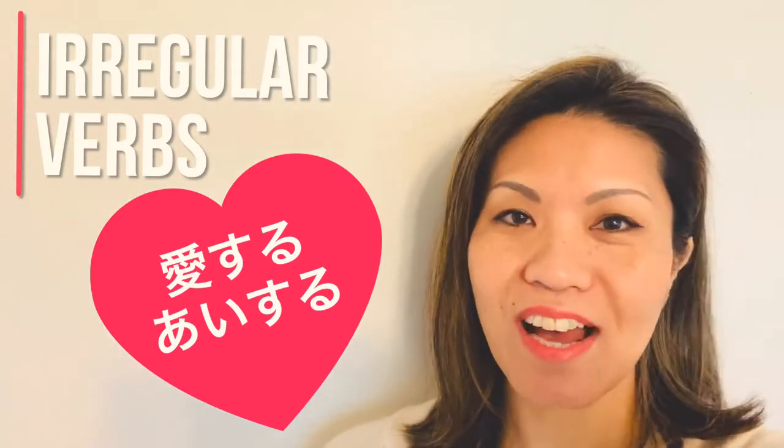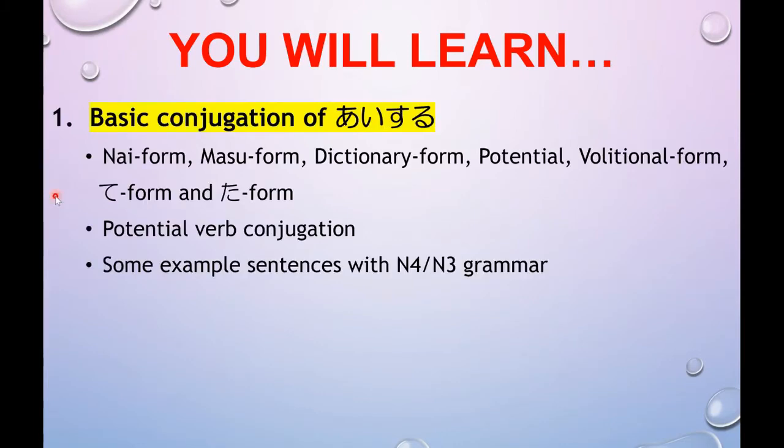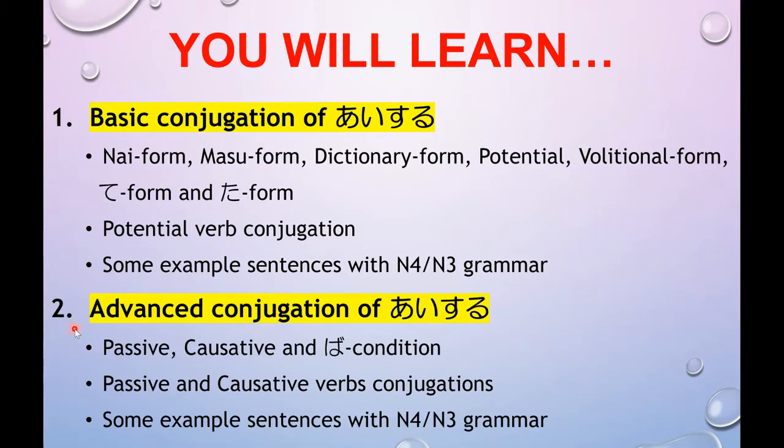Are you ready? それでは始めましょう。You will learn basic conjugation of 愛する. There are negative form, masu form, dictionary form, potential verb, volitional form, te form, ta form in the basic conjugation. I will show you how to conjugate the potential verb of 愛する. Then you will see some example sentences with N4 and N3 grammars. The second part is advanced conjugation of 愛する. There are passive verb, causative verb, and ba condition. Passive and causative verb conjugation are also included because these are a little tricky to pronounce. And then you will see some example sentences with N4 and N3 grammar. Get your pen and paper ready, and let's begin.